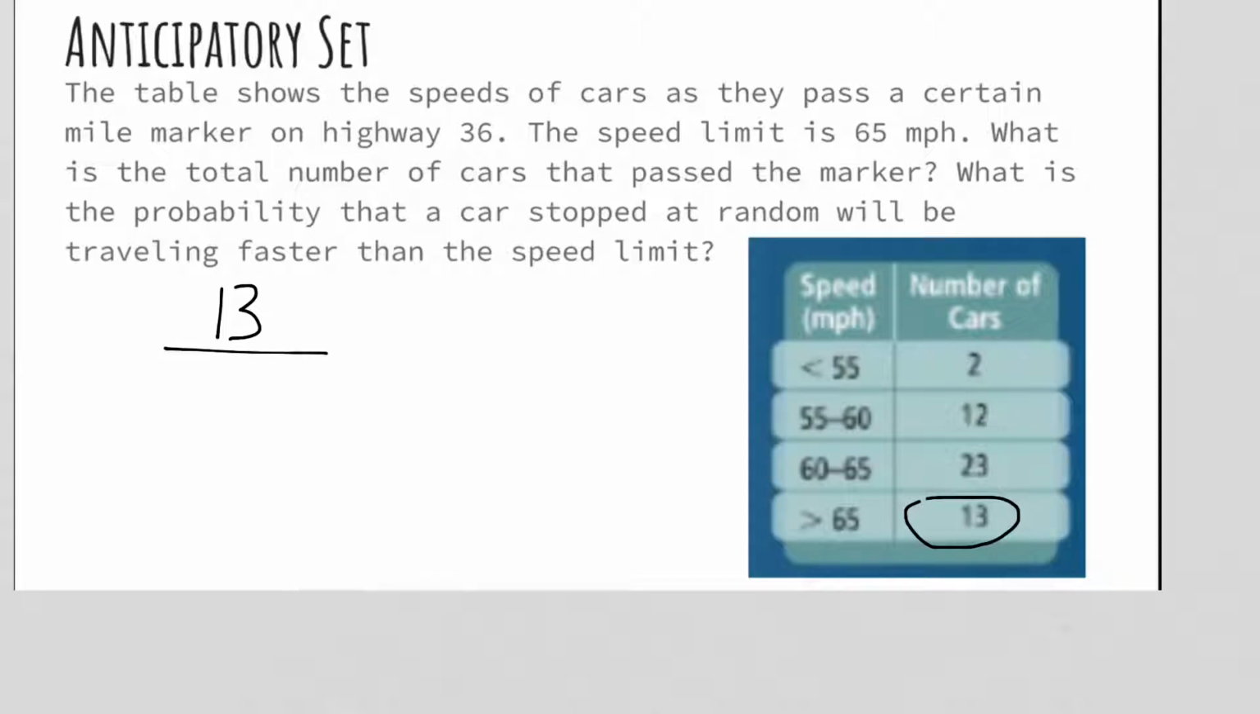So I'd have to add up 2 and 12 and 23 and 13. And if I add those up, I get 50. So those traveling faster than the speed limit, what's the probability? There are 13 out of 50 cars.